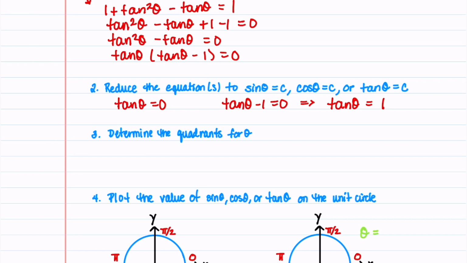Let's now think about the quadrants for theta. Let's remind ourselves that tangent theta is equal to sine theta over cosine theta. So when tangent theta is equal to 0, that is where sine theta is equal to 0. And that is going to happen at a coordinate point.